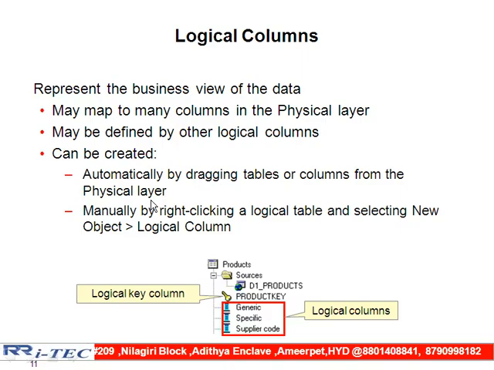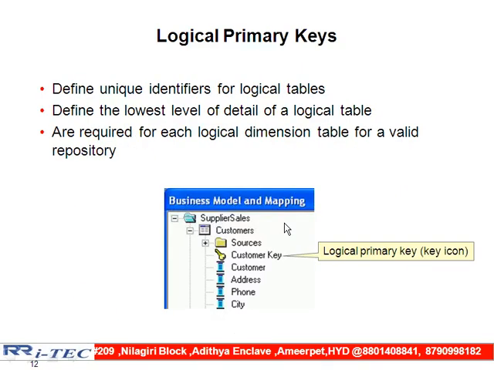Logical columns can be created automatically by dragging and dropping, or created manually. Next, logical primary keys. They define unique identifiers for logical tables. They define the lowest level of detail of a logical table and are required for each logical dimension table for a valid repository. You understand this one, sir? Each and every dimension, the last point is important. Each and every dimension table must have a primary key. Without that, if you move forward, your RPD will throw an error.